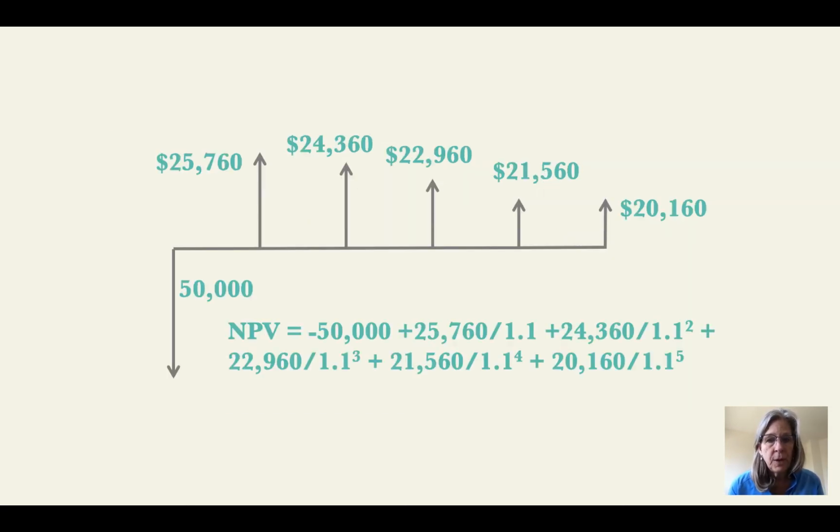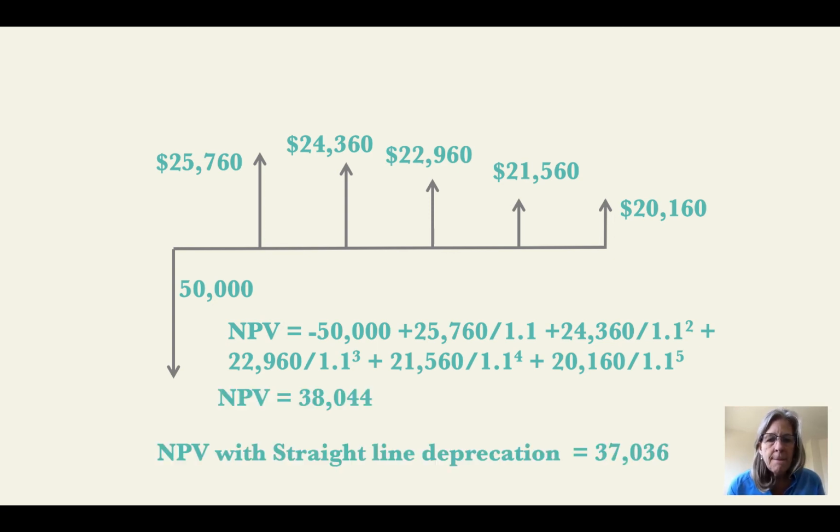And I end up doing an equation now instead of using one of the functions in Excel. But I get the net present value is $38,044. And if you remember, the net present value for the straight line method was $37,000. So I increased the net present value of this investment by $1,000 by just having an accelerated depreciation method. So this little example is meant to prove to you that it's better to have accelerated methods if you can.